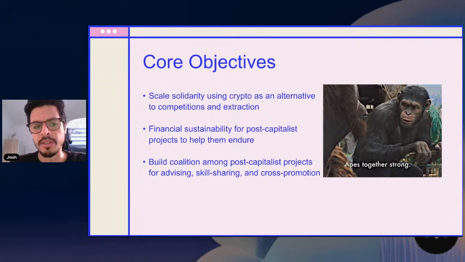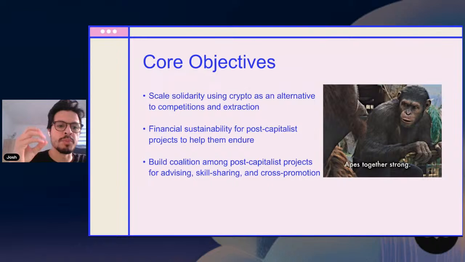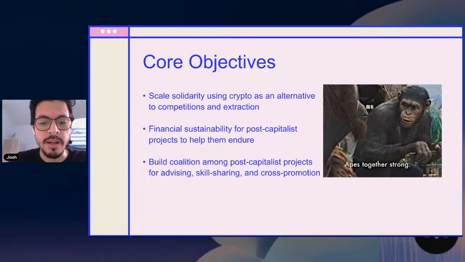And then the third is to build a coalition across different projects for advising, skill sharing, and cross promotion. The idea is that if you are part of a community of one project, and that project is a part of Breadchain, then because of its association with Breadchain, you would be able to immerse yourself in a larger community of many other projects and endeavors that you may find interesting, want to take part in, or would like to learn more about, rather than being siloed in one community in one interest. We can instead promote cross-issue, cross-industry, or however you want to call it, solidarity.